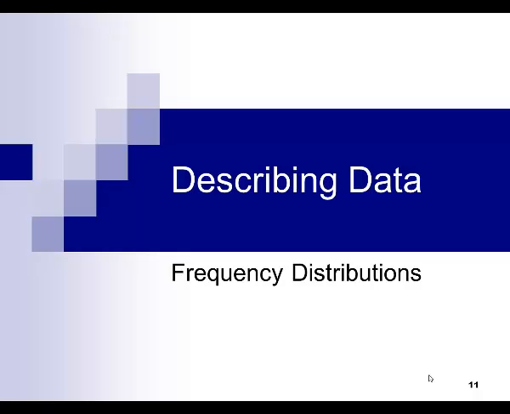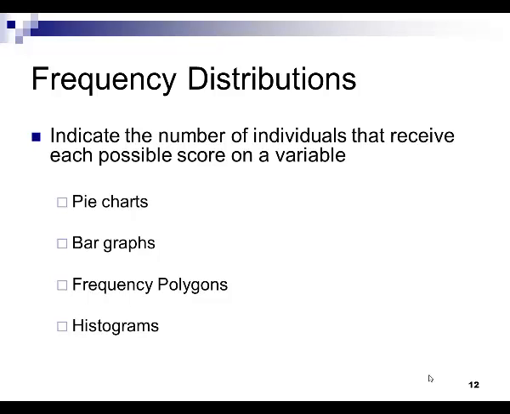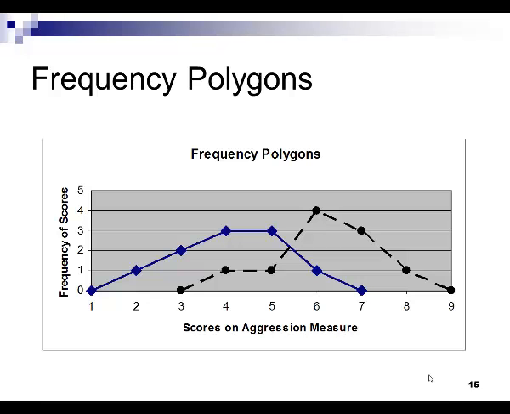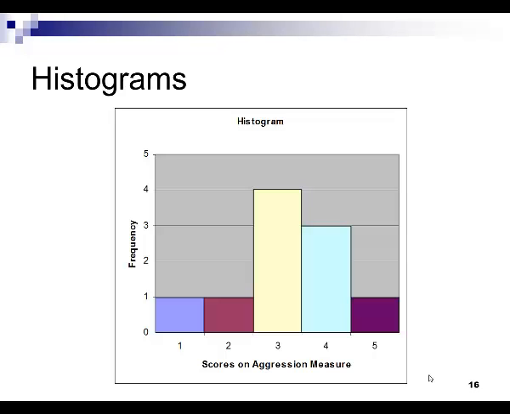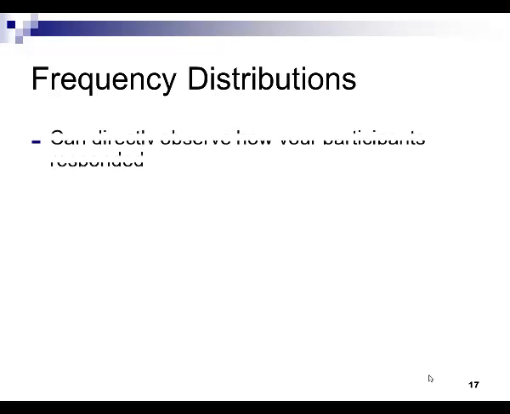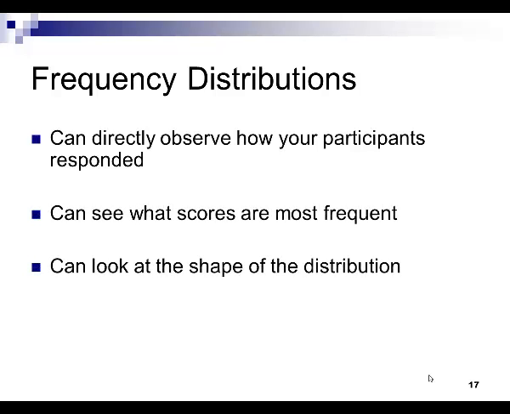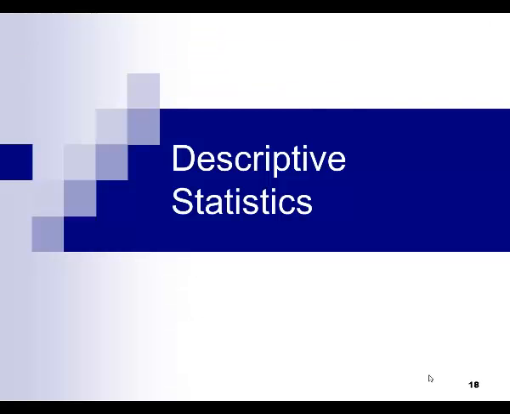So let's talk about describing data. You can use frequency distributions, as you see here. Here are some good examples: pie charts, bar graphs, frequency polygons, histograms. Frequency distributions are also popular, where you can directly observe how your participants responded, and you can see what scores are most frequent, and you can look at the shape of the distribution, as you've seen with all of the things that I've just posted. But you can also look at outliers, which is really important.